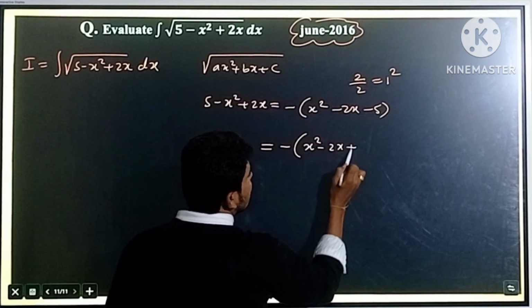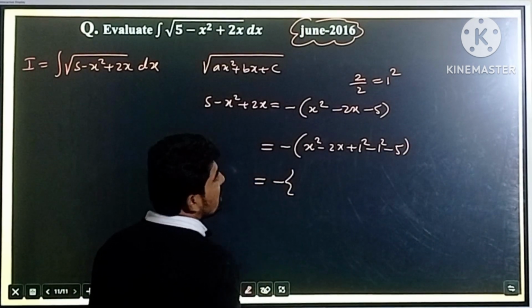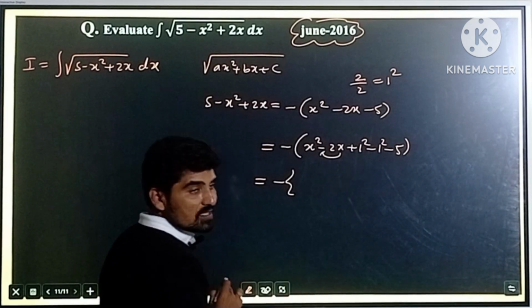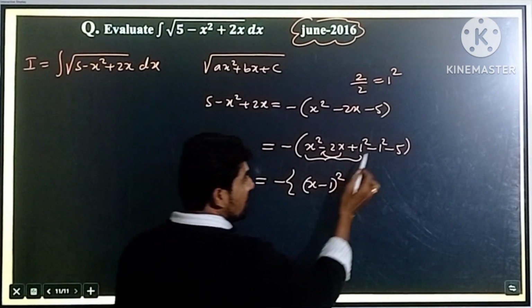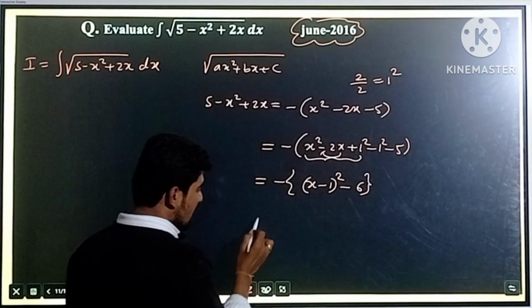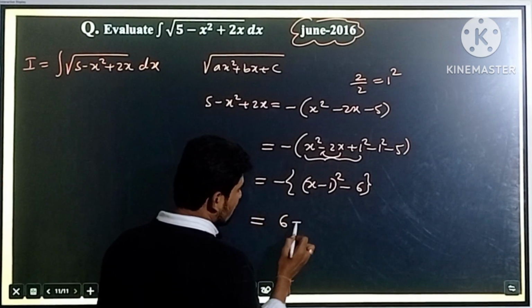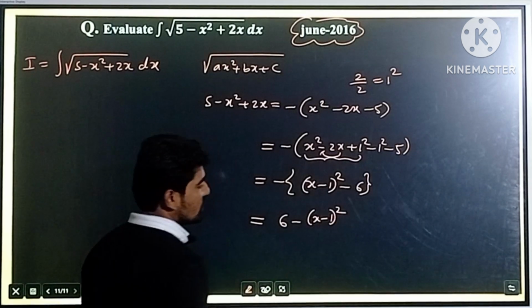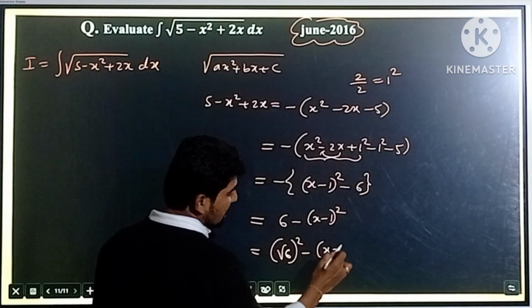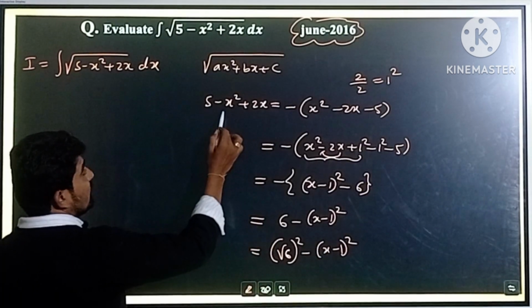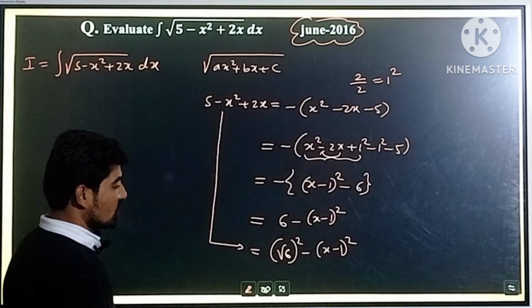x square minus 2x plus 1 square, minus 1 square, minus 5 as it is, which is equal to minus of. Observe here the coefficient of x is in negative sign. Therefore, these first three terms are the expansion of (x minus 1) whole square. Minus 1 minus 5 is minus 6. Now multiply this negative sign: minus into minus 6 is plus 6, minus into plus is minus, (x minus 1) whole square. Now this 6 can be expressed as (root 6) whole square minus (x minus 1) whole square. Therefore, 5 minus x square plus 2x is equal to (root 6) whole square minus (x minus 1) whole square.